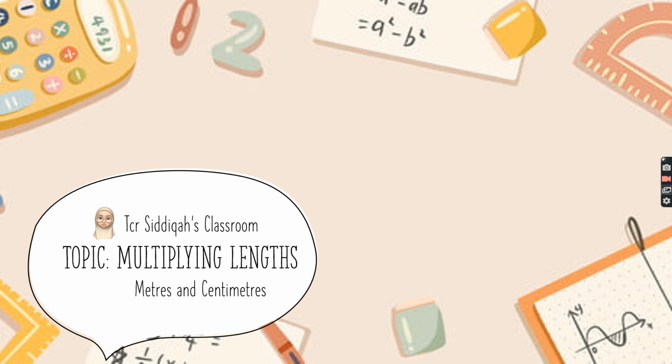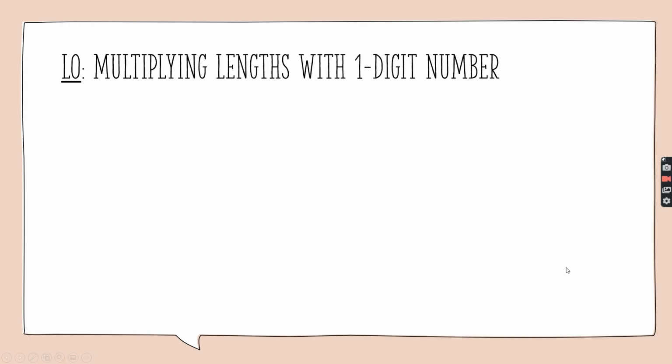Today we're going to be focusing on multiplying lengths, particularly in meters and centimeters. So our LO for today is we're multiplying lengths with one-digit number. Our S2S are step 1. We know that 1 meter equals to 100 centimeter.